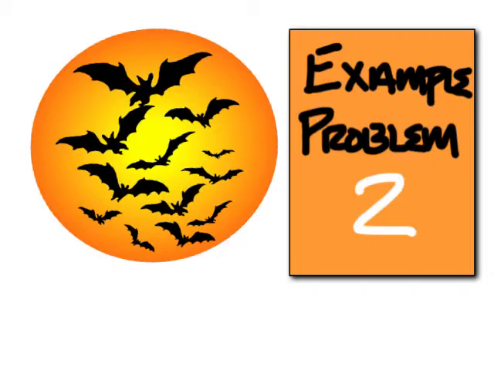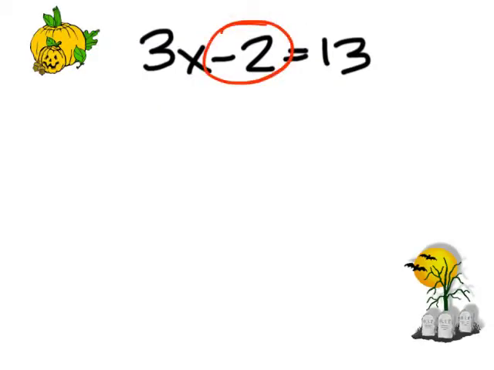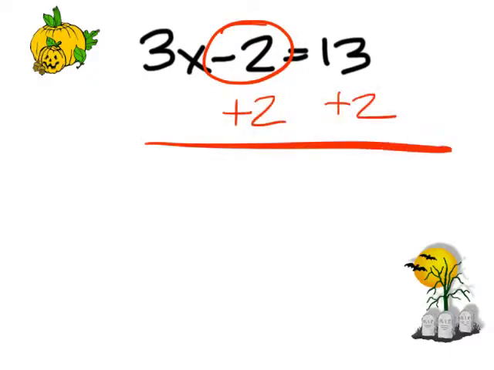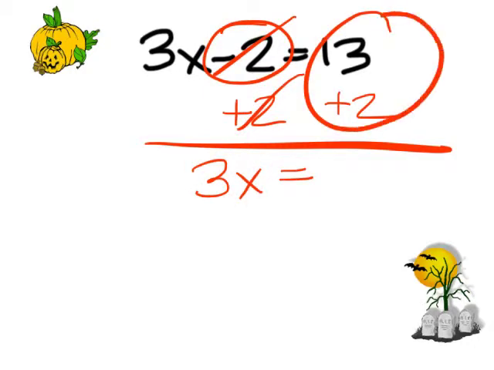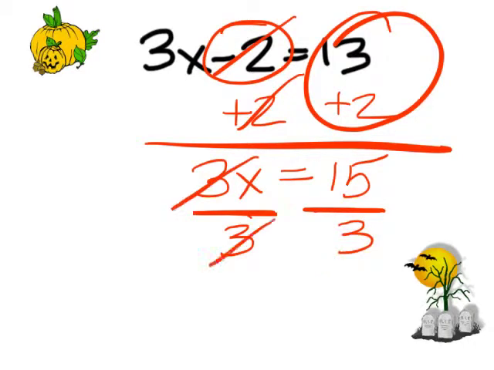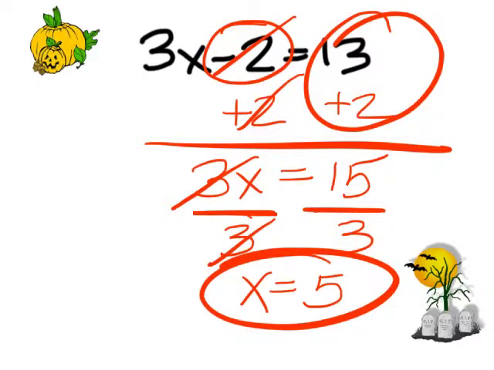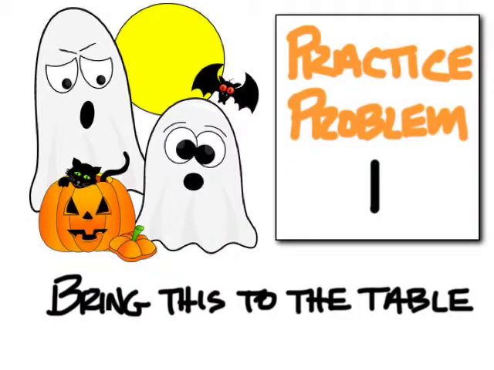Example problem number 2. You have a -2 beside the 3x. That means you must do the opposite to both sides. This cancels out, but you're left with 3x equals 15. Divide both sides by 3. These cancel, and you're left with an answer of 5. You can always go back and check your answer by plugging it back in for x. 3 times 5 is 15. Minus 2 is 13.